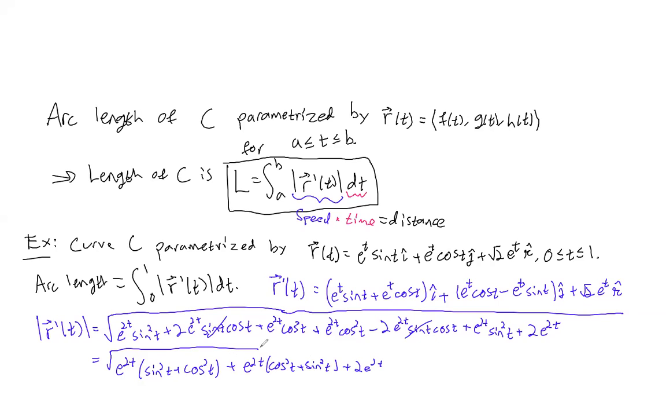Plus 2e to the 2t. The whole thing, having done all this, is going to become the square root of 4e to the 2t, or in other words, 2e to the t. I mean, we should just undo that. 2e to the t. So the upshot of this is that the length is the integral from 0 to 1 of 2e to the t dt.